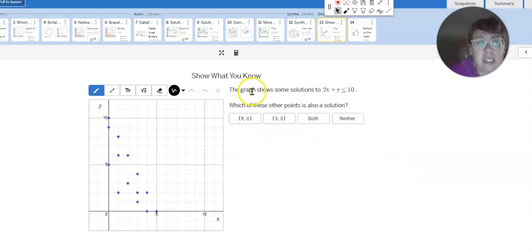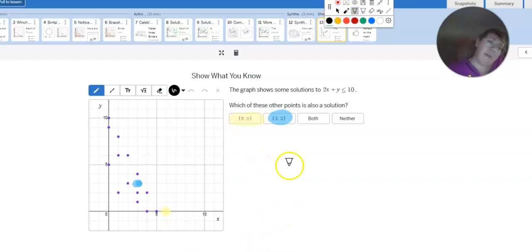Finally, on slide 13, it says the graph shows some solutions for 2x plus y is less than or equal to 10. Which of these points are also a solution? So 6, 0 would be x is 6, y is 0, right down here on the x-axis. And 3, 3 would be right here. We're going to check these 2 points. Looking at the graph, it looks like they might both be solutions. They look like they're in the solution area, but let's double check.